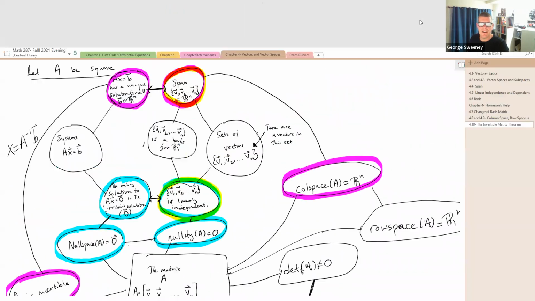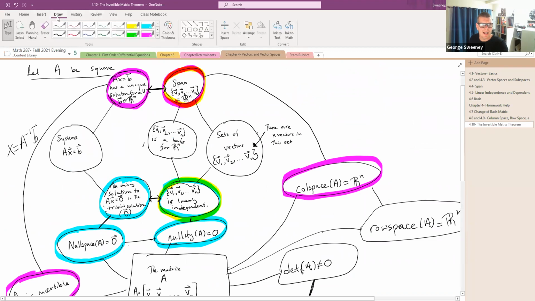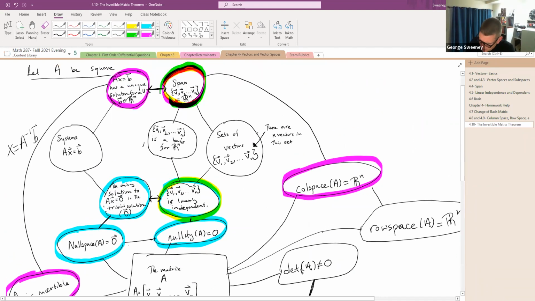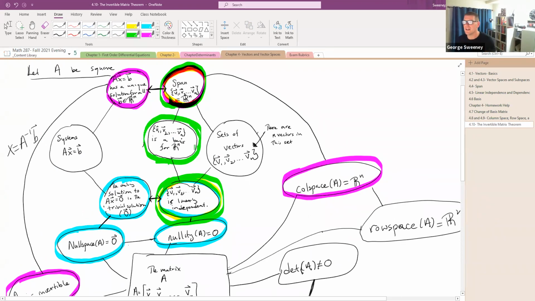Now, we have one more connection that I want to highlight, and we'll make this one green. If we take span and we add to it linear independence for a set of vectors, we get a basis. Take span plus linear independence and you get a basis. Pretty colorful, eh?